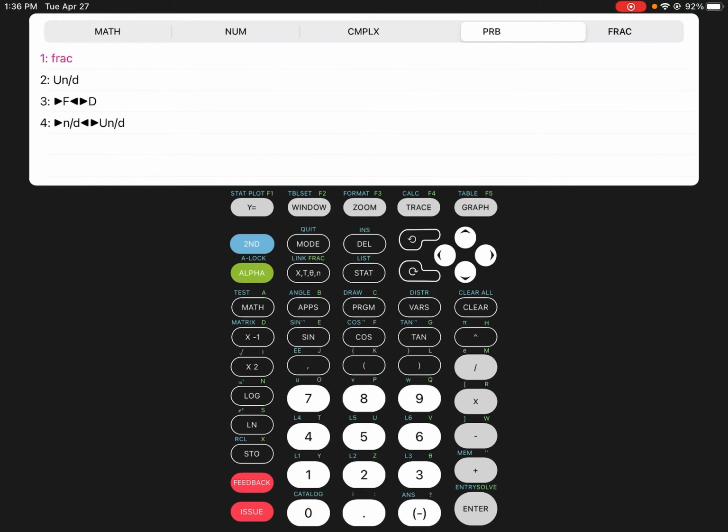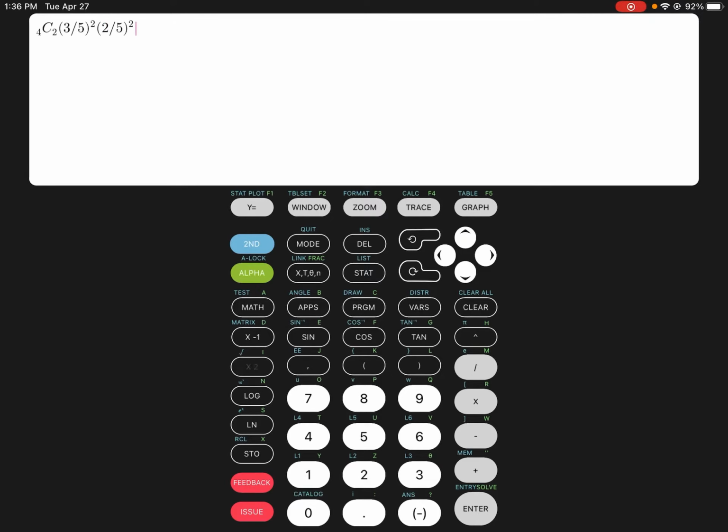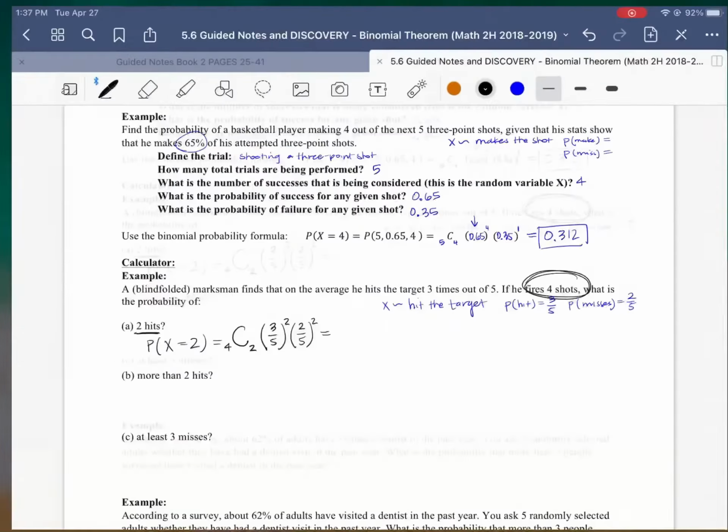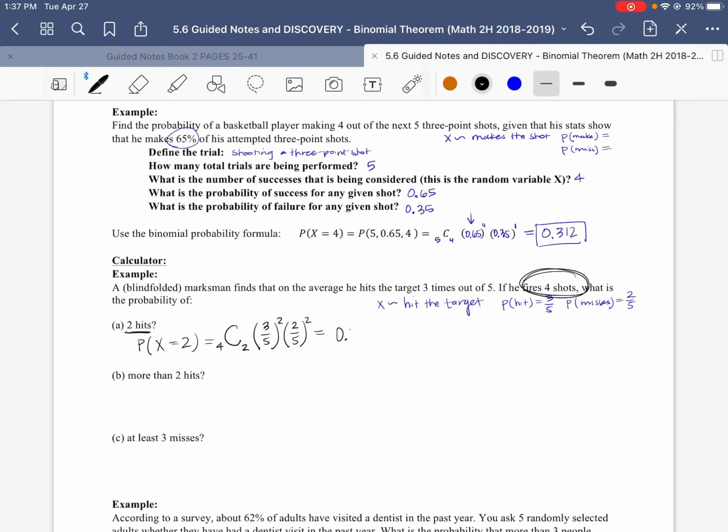Come over here and we go to math, over to probability, and we go to number 3 and we say 4, choose 2. Then we go to 3/5 and we raise that to the second power. We do 2/5 and we raise that to the second power, and we end up with 0.3456. Well, that's crazy. 3456. That one came out nicely, so I'll just leave that whole value there.